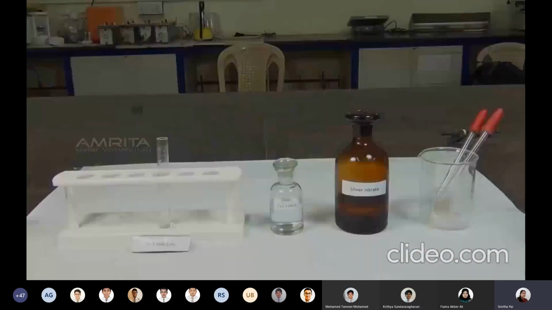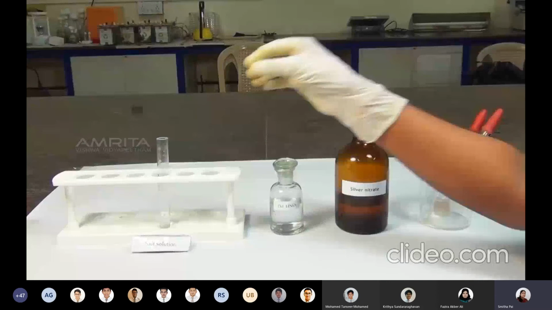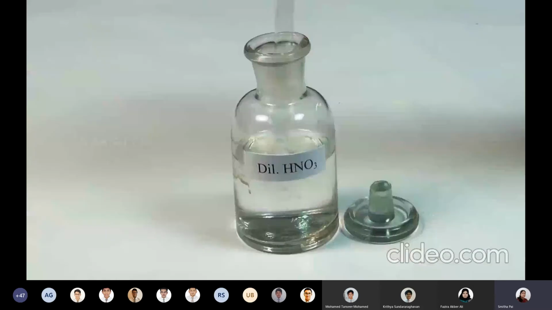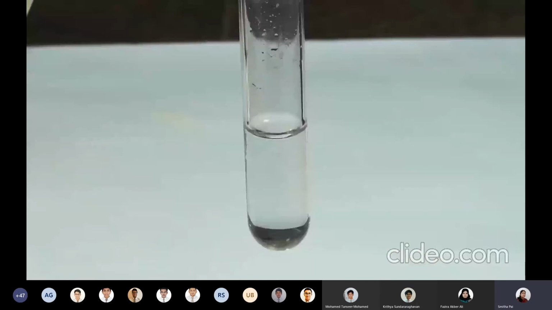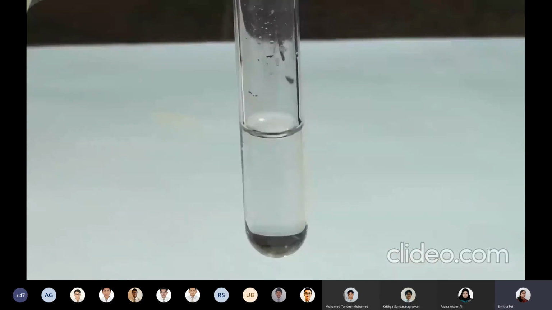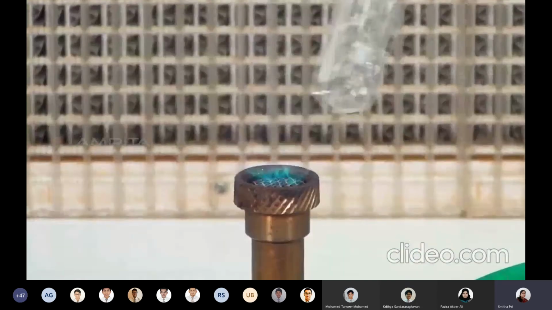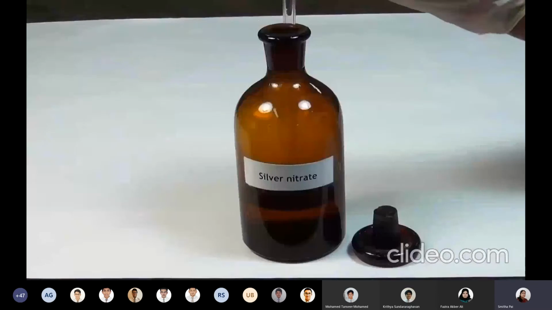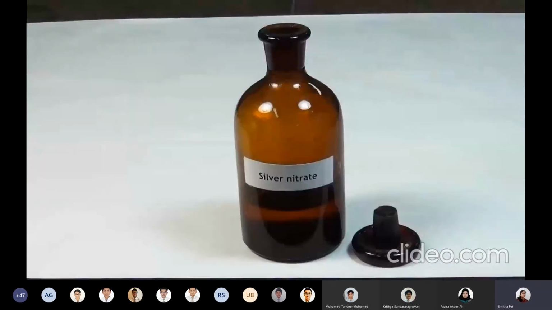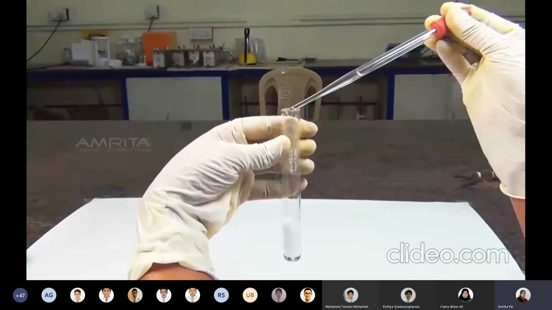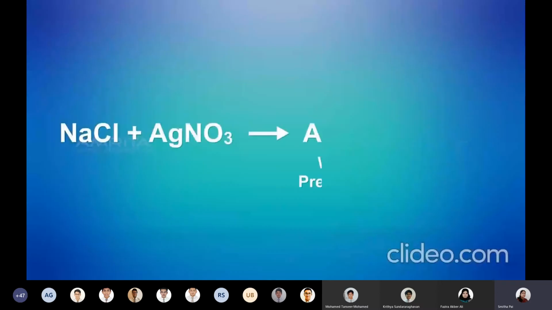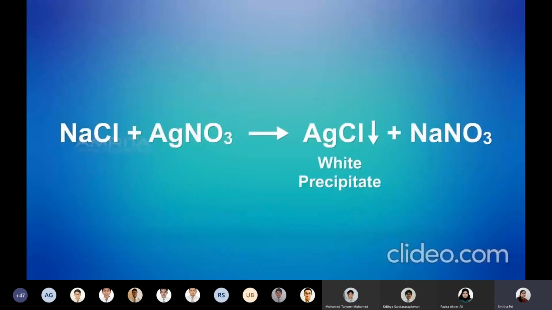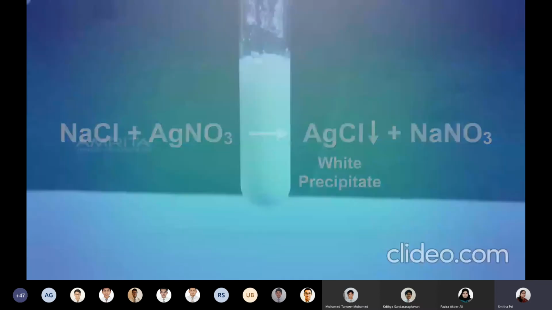Procedure: take a portion of aqueous solution of the salt in a test tube. To acidify the aqueous solution, add some dilute nitric acid to it using a dropper. Boil the contents for some time over the Bunsen burner and cool. Now add a few drops of silver nitrate solution using another dropper. Chloride reacts with silver nitrate to form a white precipitate of silver chloride.